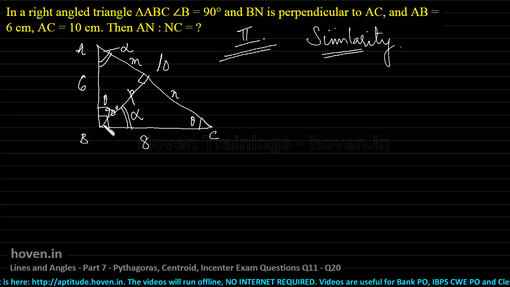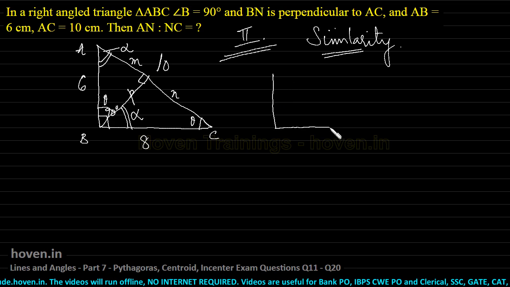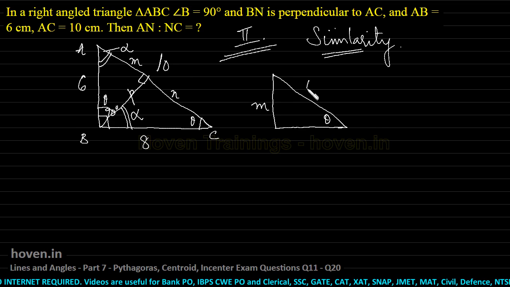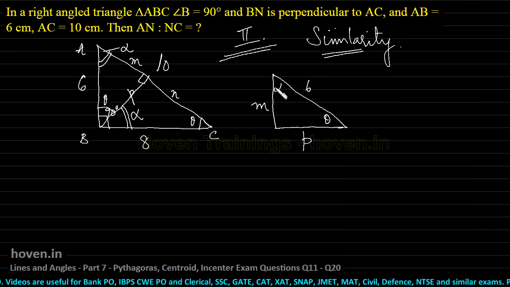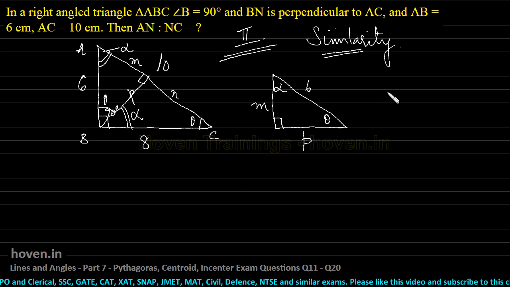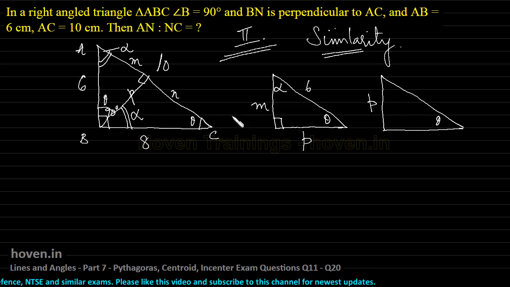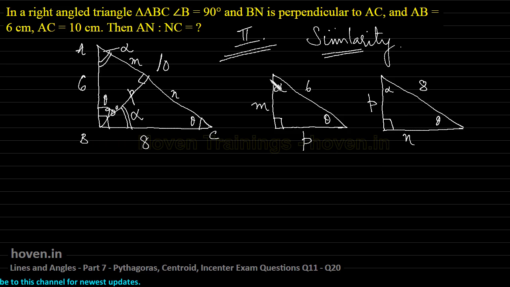And now let us draw this triangle separately outside. This I'll draw it like this. This is here. This is theta. This is M. This is 6. And this is P. And we can say this is alpha and this is 90 degrees. Let us also draw this triangle neatly outside. So when this is drawn and this is taken as theta, then this side will be P, this hypotenuse is 8 and this is N, and this is alpha and this is 90. So this triangle you can see can be drawn like this, and this triangle you can see can be drawn like this. So now we have two triangles, this one triangle, this second triangle.